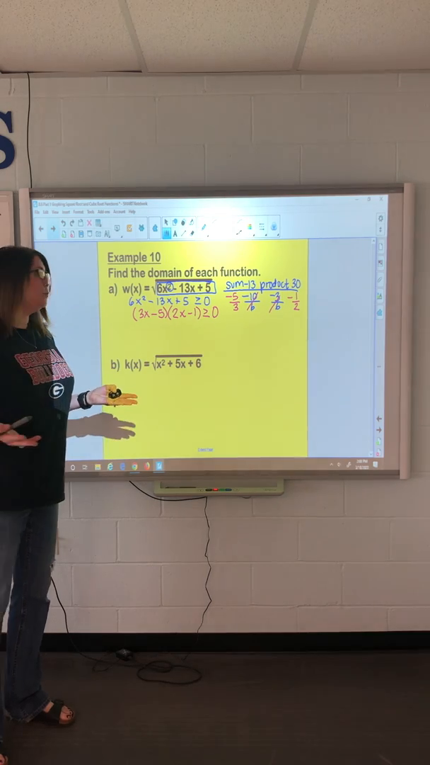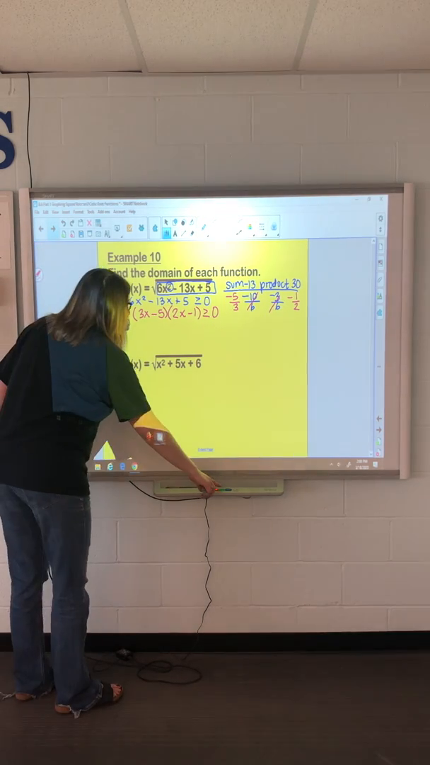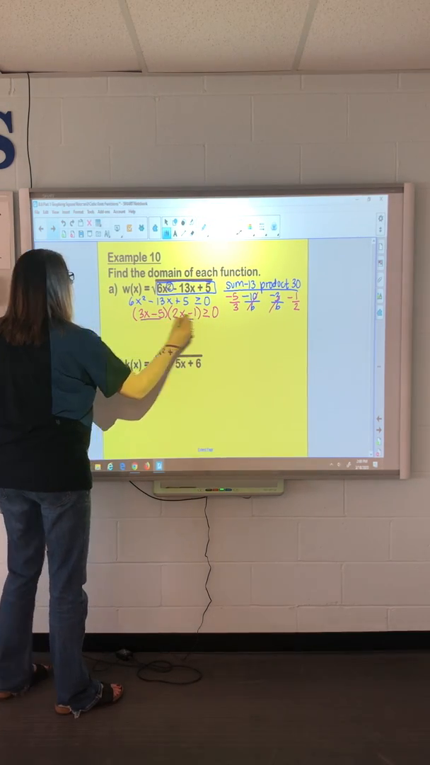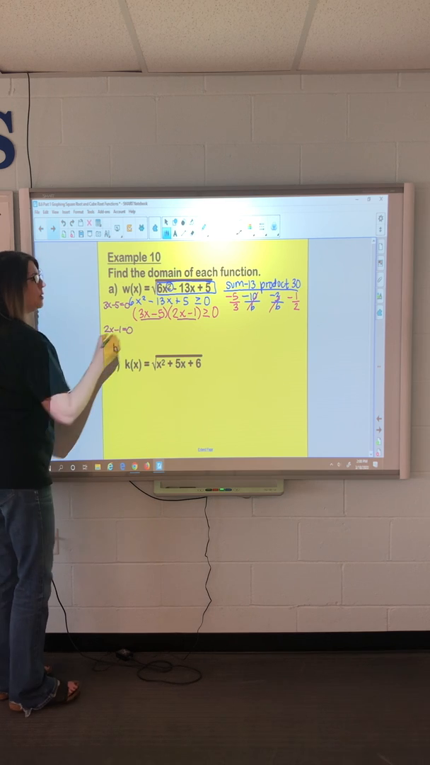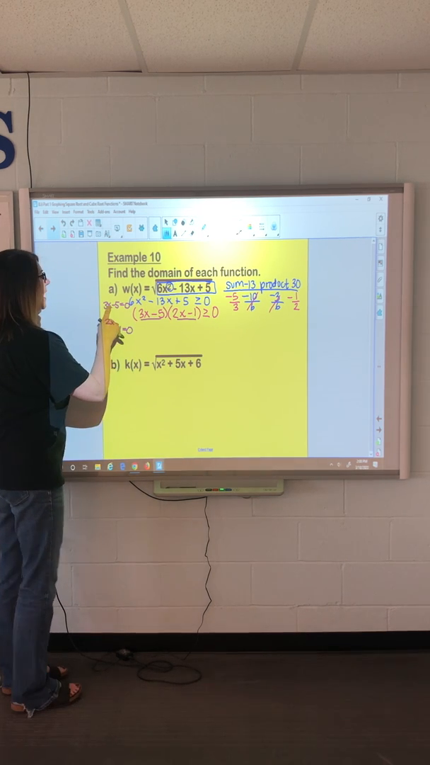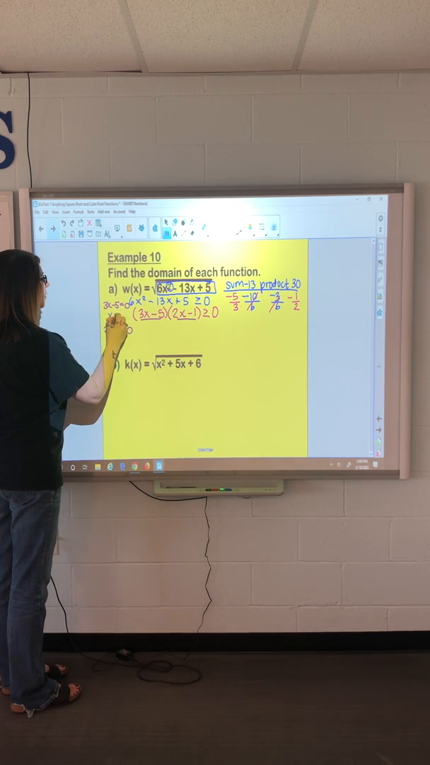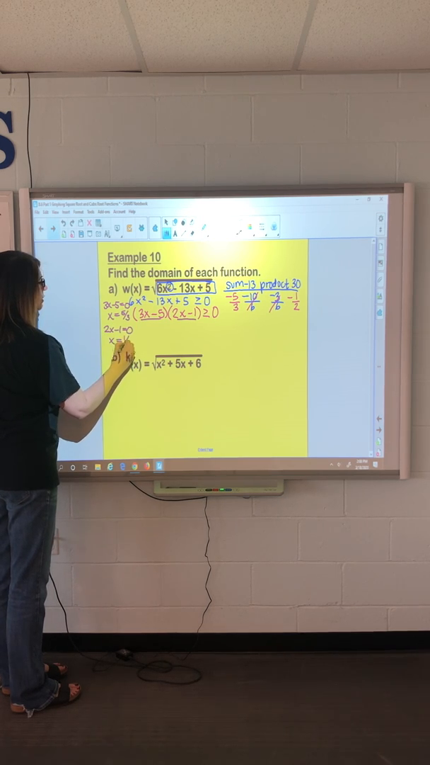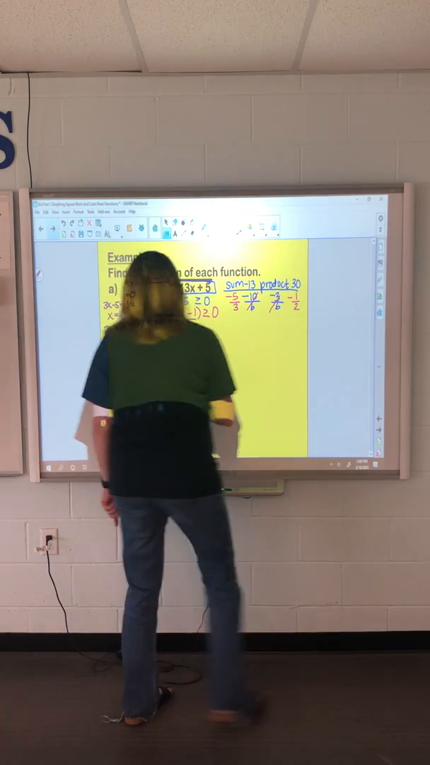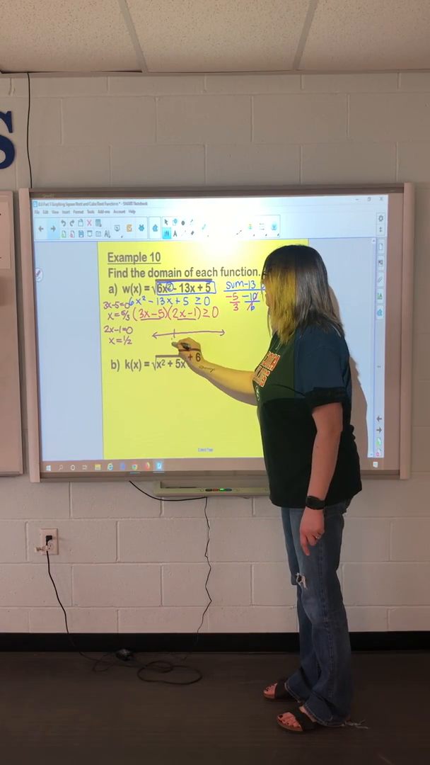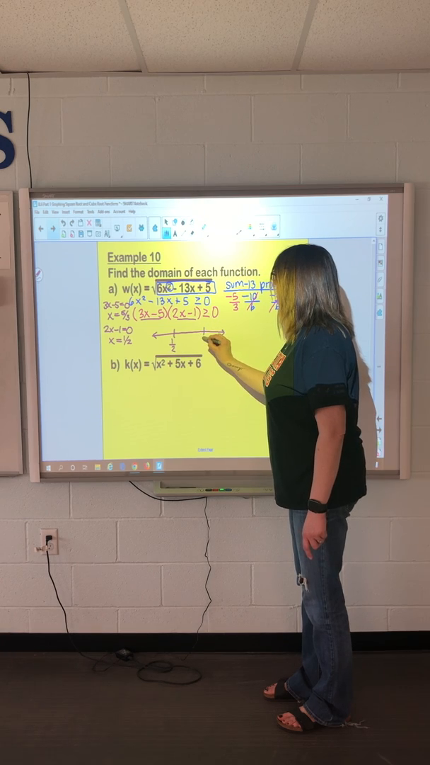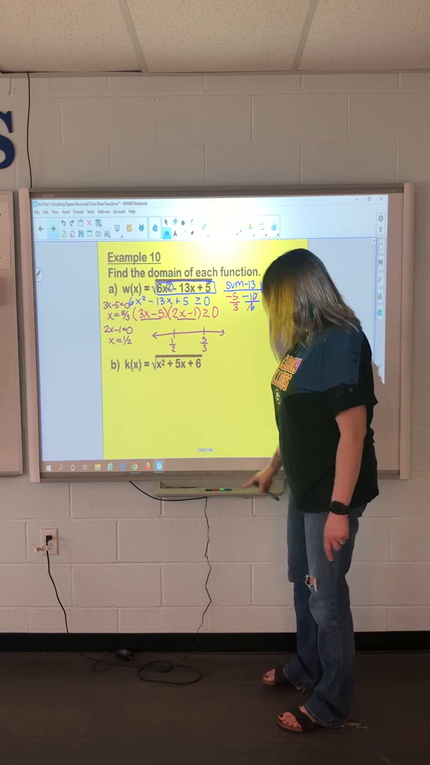Now let's get to the number line test. Remember, you're going to take each of those, and you're going to set it equal to 0. And I'm going to do a little bit of math in my head here. If I added 5 and then divided by 3, I would get a 5/3. And if I added 1 and I divided by 2, I would get a 1/2. So I'm going to draw a number line. 1/2 is smaller, so it's going to be on the left. 5/3 is larger, it's going to be on the right.